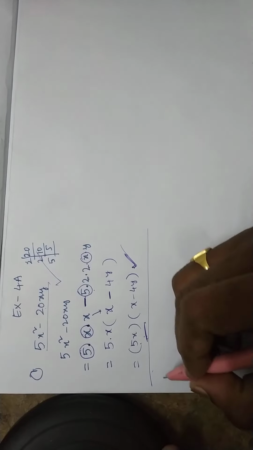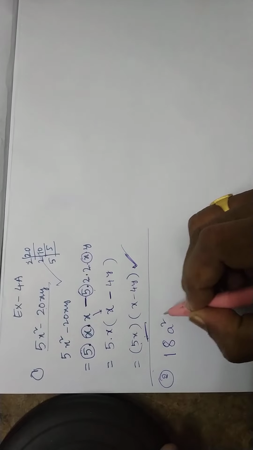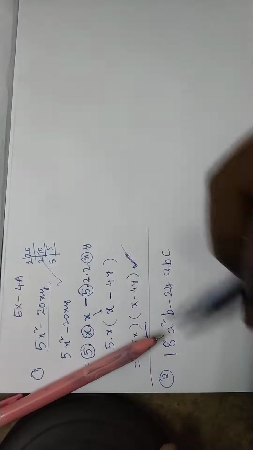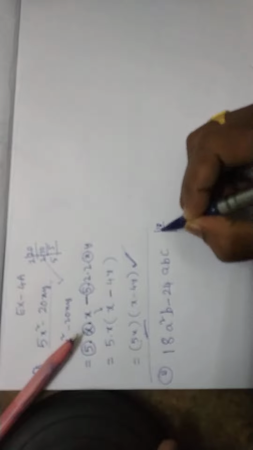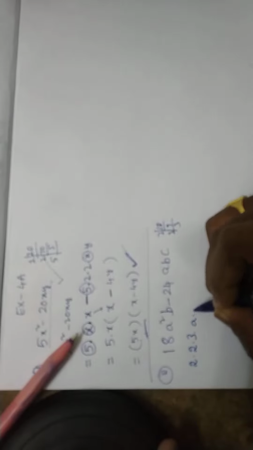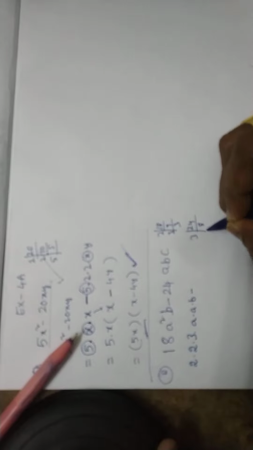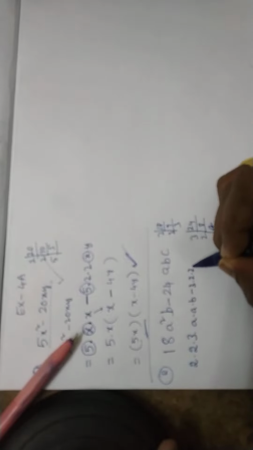Okay. Right. Now coming to question number 2. So what is that? 18a square b minus 24abc. Okay, fine. So let us try to write. Actually 18 is a factorization. So 2 9s are 18, 3 3s are 9. So 2 into 3 into 3 into a square, a into a, b, minus 24, as you factorize here. 3 8s are 24. Okay, 2 4s are 8, 2 2s are 4. So 3 into 2 into 2 into 2.